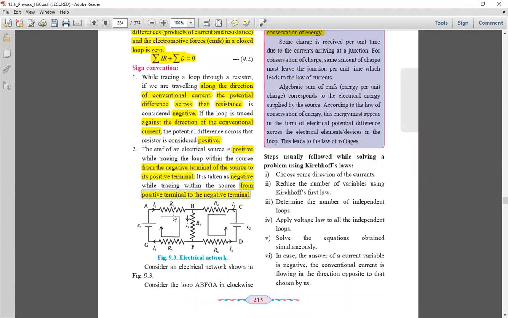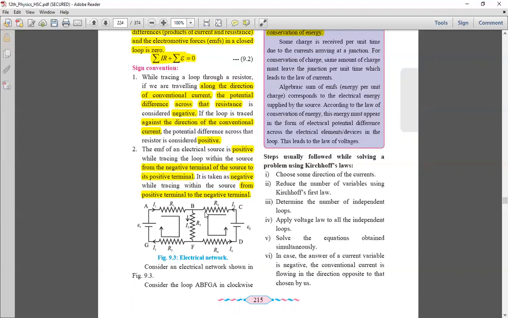So this is a circuit. How many loops are here? I already said that if we start from A, then the loop name should end on point A only. So here are three loops. The first loop is A B F G A, or anti-clockwise, A G F B A. Another loop is B C D F B, or B F D C B.